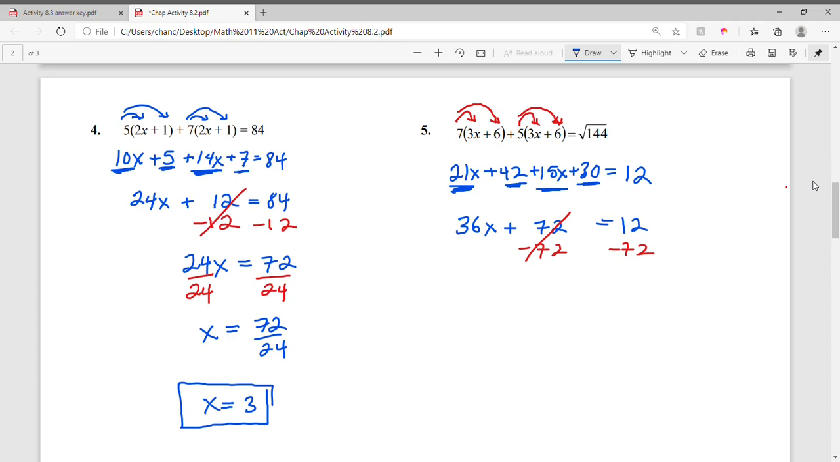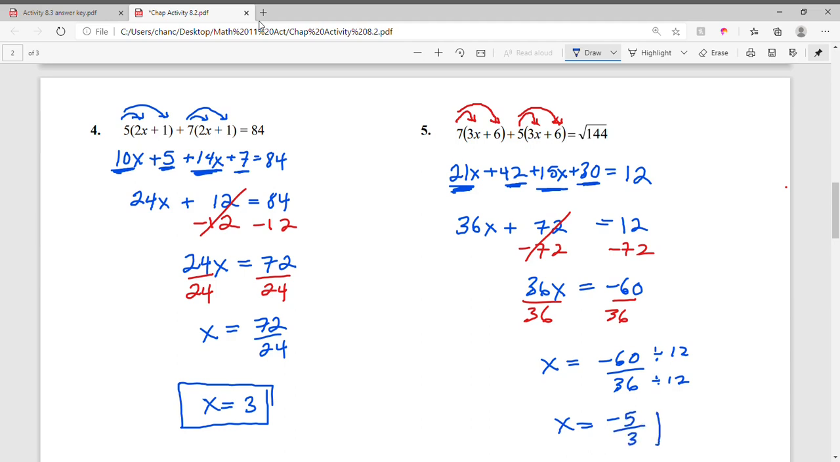This simplifies to 36x equals 12 minus 72, that's negative 60. And now we can divide both sides by 36. X is equal to negative 60 over 36. But we can reduce this further. Let's divide the numerator by 12 and the denominator by 12. This simplifies to x equals negative 5 over 3.